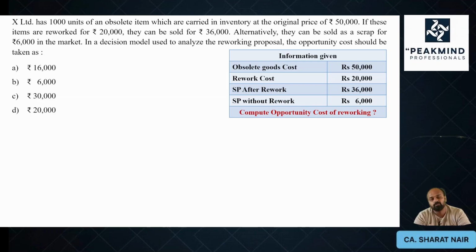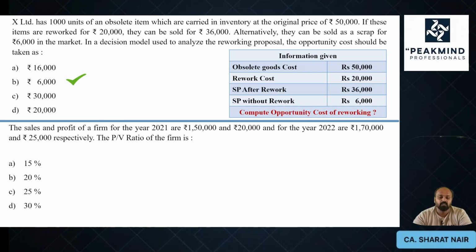If I'm going for the rework, what I'm not going to get, that is the opportunity which I sacrifice, is the current price which I could get from the markets, which is given as rupees 6,000. So the correct answer is rupees 6,000, option B.